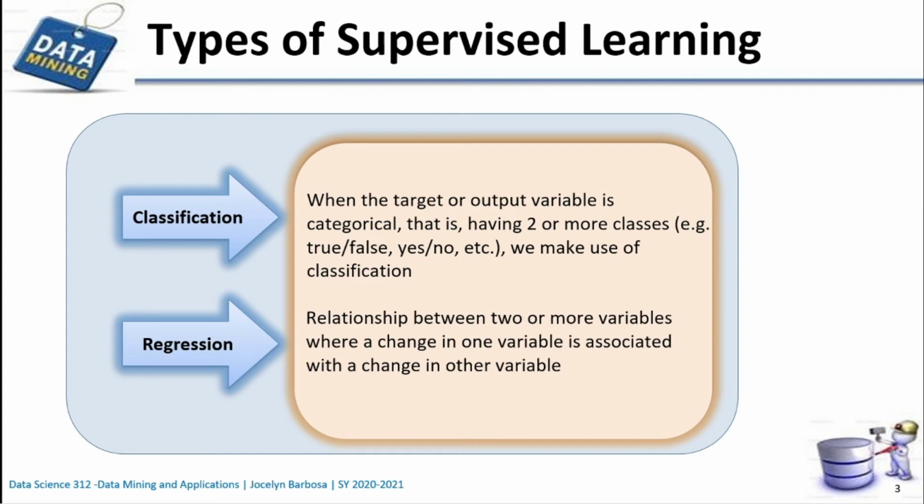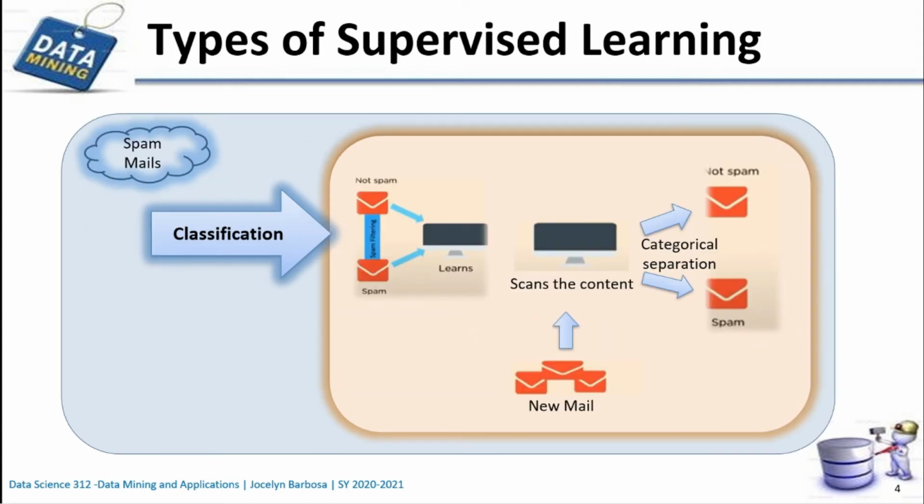But with regression, it is nothing but a relationship between two or more variables where a change in one variable is associated with a change in another variable. So an example of a classification is when we are to determine whether an email is spam or not.